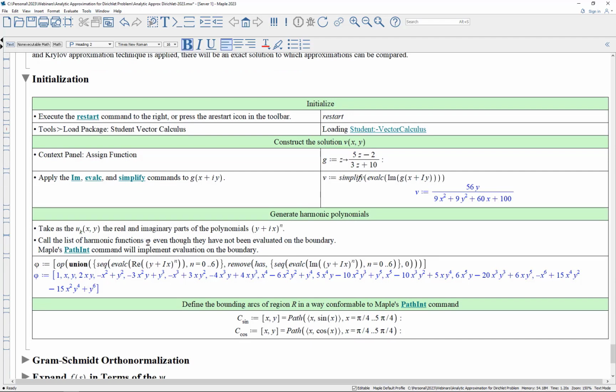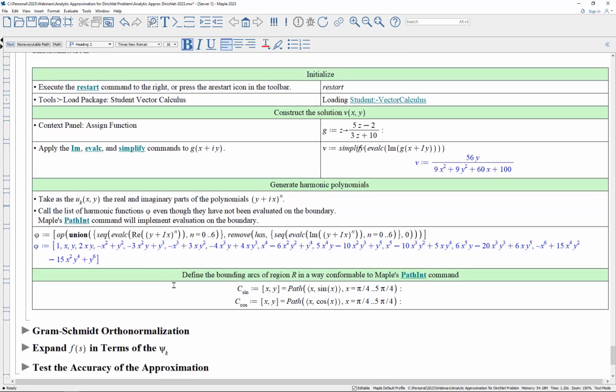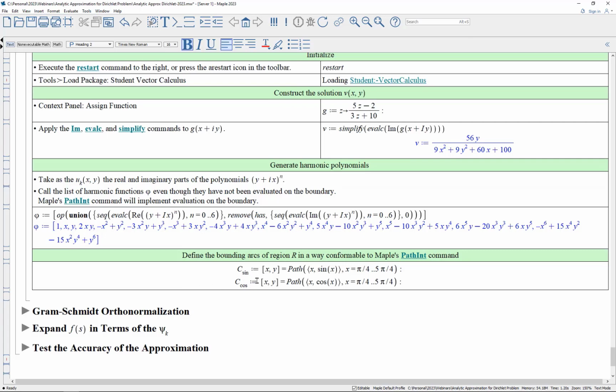From the UKs, we get the phi's. So here are the phi's. I've knocked out a zero term. Here is the list of polynomials that are the phi k's. There are two pieces to the path, and we define them separately, the sine piece and the cosine piece.